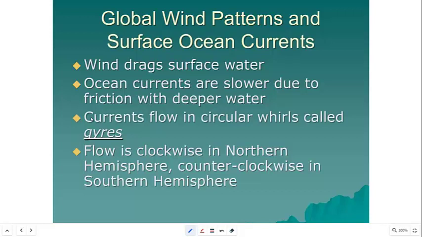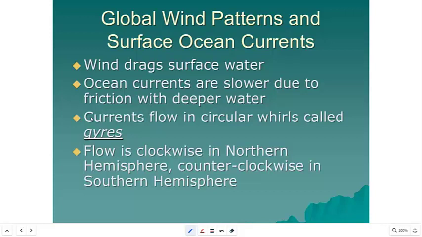So wind drags the surface water. Ocean currents are slower due to friction with deeper water. Currents will flow in circular whirls called gyres. Flow is clockwise in the northern hemisphere and counterclockwise in the southern hemisphere.